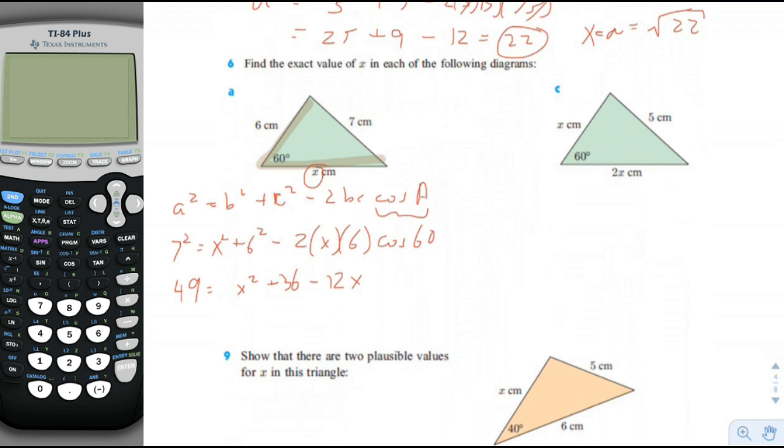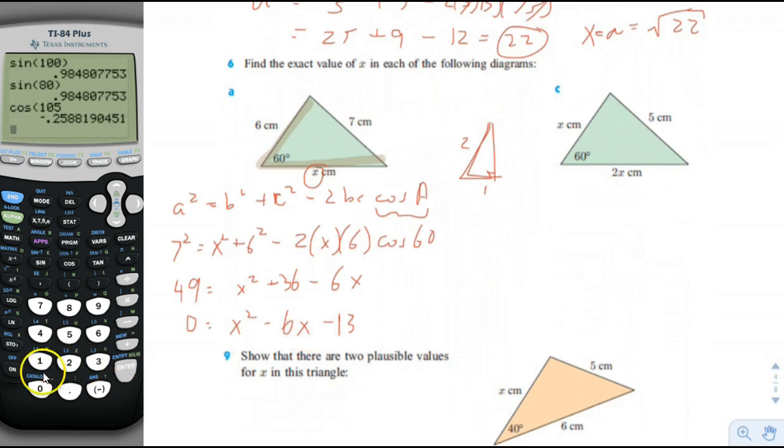And cosine of 60, remember when you draw the unit circle triangle, the cosine of 60 is 1/2, so that's actually 1/2 of 12 is 6. Okay, so here we have, and let's set this equal to 0, so we're going to have minus 49 to both sides. That would be negative 13. So now to find the solutions here, we need to use the quadratic formula.